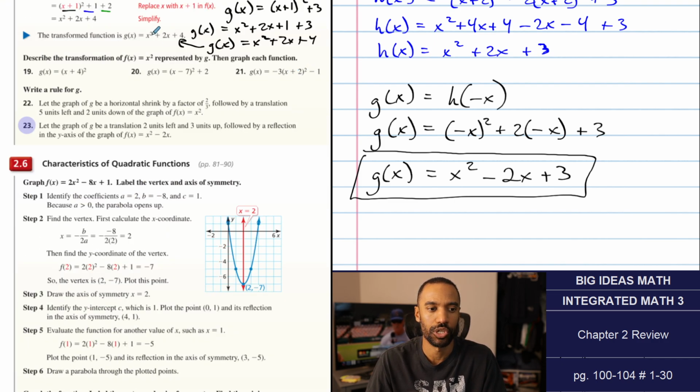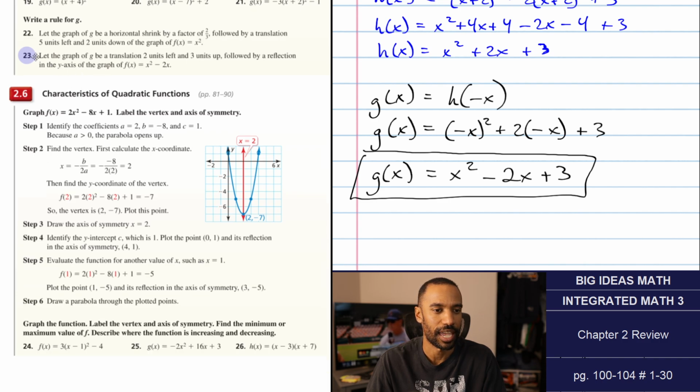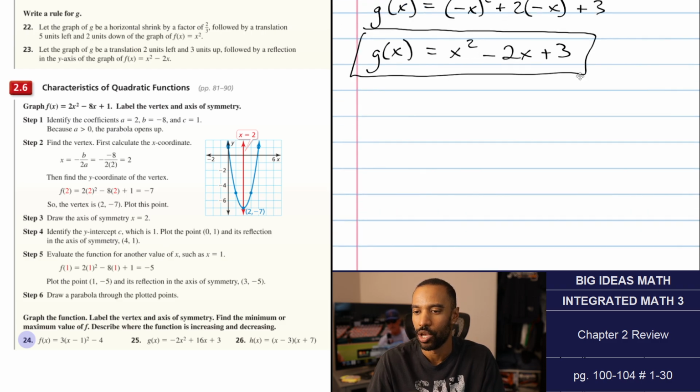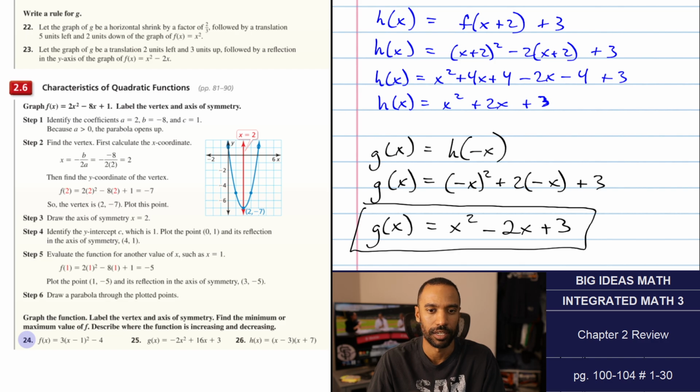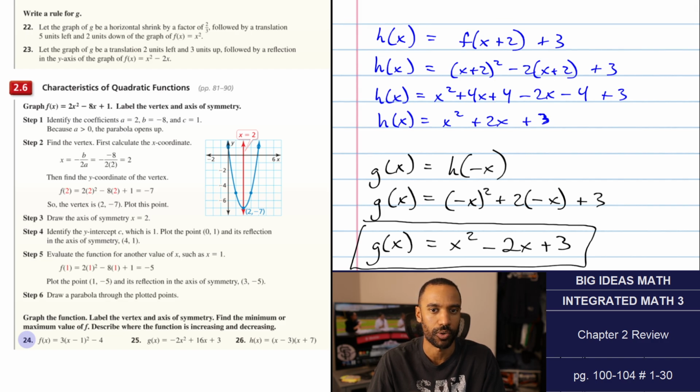All right, let's go to section 2.6 on characteristics of quadratic functions. This is where we do start to talk about axes of symmetry. We start to talk about mins and maxes, all that jazz. Let's see what we got going here. This snapshot just stays on the screen. Okay.